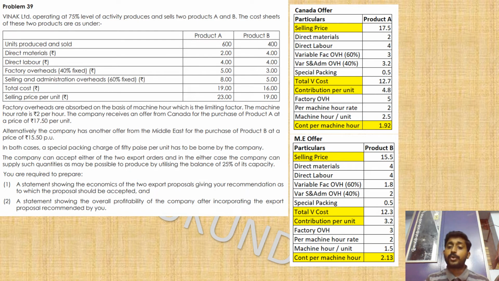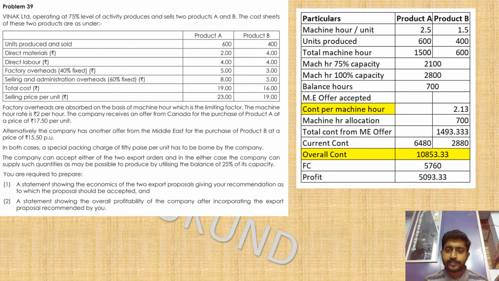Okay, so we are already running at 75% capacity, and we have generated some contribution from product A and product B at the 75% level of capacity. Now we are going to select this Middle East offer, and this will be served only through the remaining 25% capacity. How many units can be produced with the 25% capacity? That we have to find. Let us see that in the next slide.